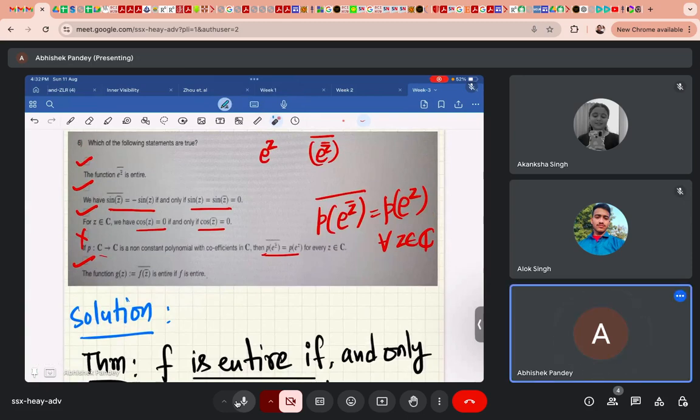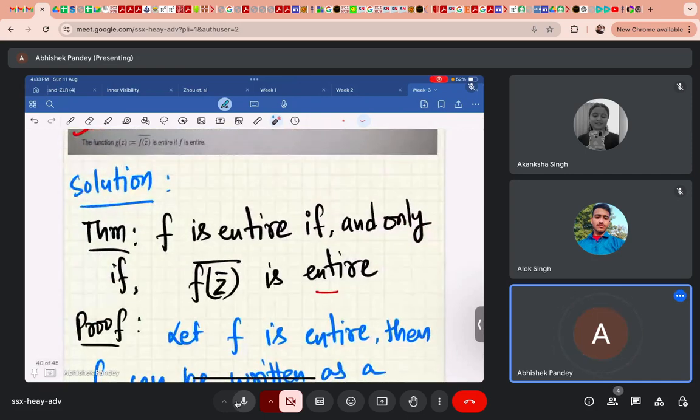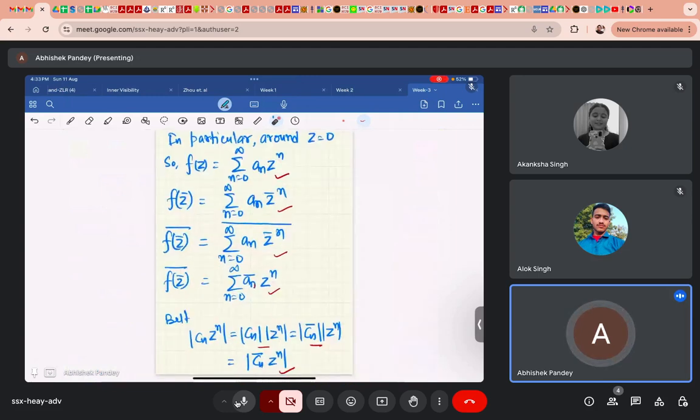Okay, so which of the following? Yeah, okay, so we want to prove this statement. f is entire if and only if the conjugate of f of z bar is entire. In particular, the expansion of f, since f is entire, around z equals 0 is nothing but f(z) equals this one, isn't it? Now what is f of z bar? This is this one. And what is the whole power bar? This is this one. Now this bar we can just take inside the power series. So it will be like this one.